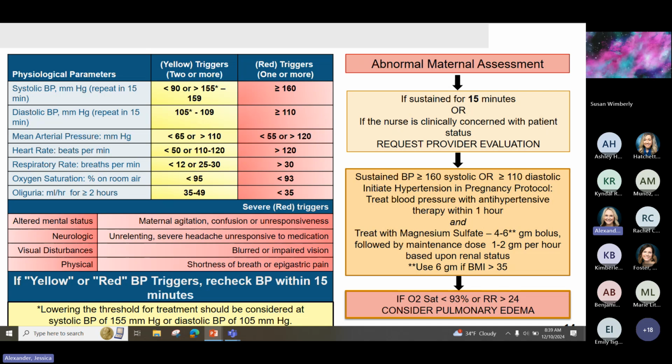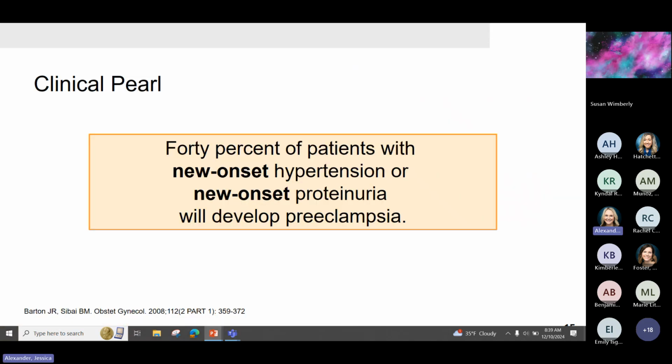Recommended to treat with antihypertensive agents, and then initiate magnesium for seizure prophylaxis, 4 to 6 gram bolus, 1 to 2 grams per hour for maintenance, and 6 gram bolus may be recommended for a BMI greater than 35. Just a pearl, 40% of patients with new onset of hypertension or new onset of proteinuria will develop pre-eclampsia.